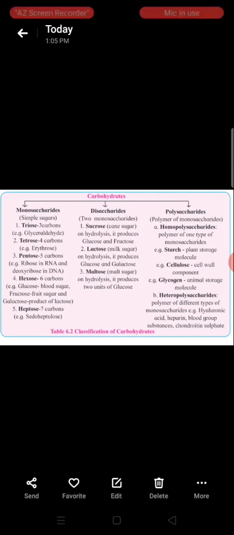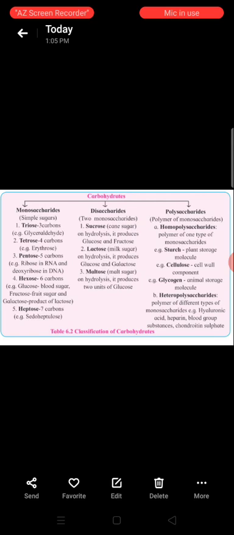So monosaccharides are made up of only one sugar component, or simple sugars. Monosaccharides are of the following types. Number 1, trioses, which contain 3 carbons, for example glyceraldehyde. Tetroses, which contain 4 carbons, for example erythrose. Pentoses, containing 5 carbons, for example ribose sugar in RNA and deoxyribose sugar in DNA.